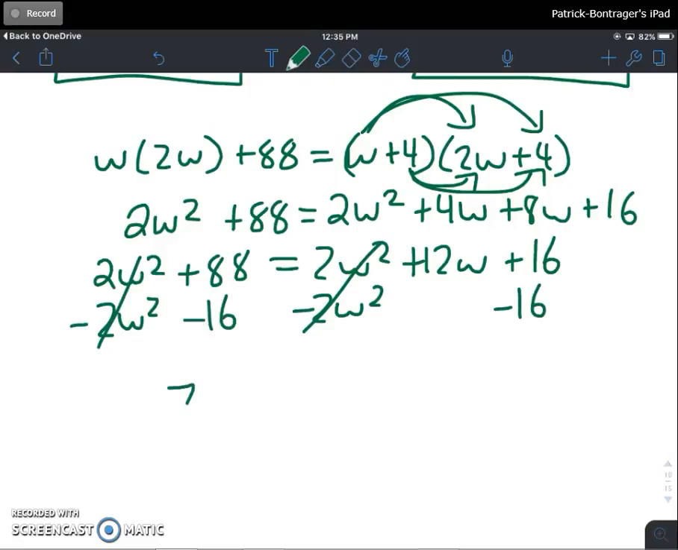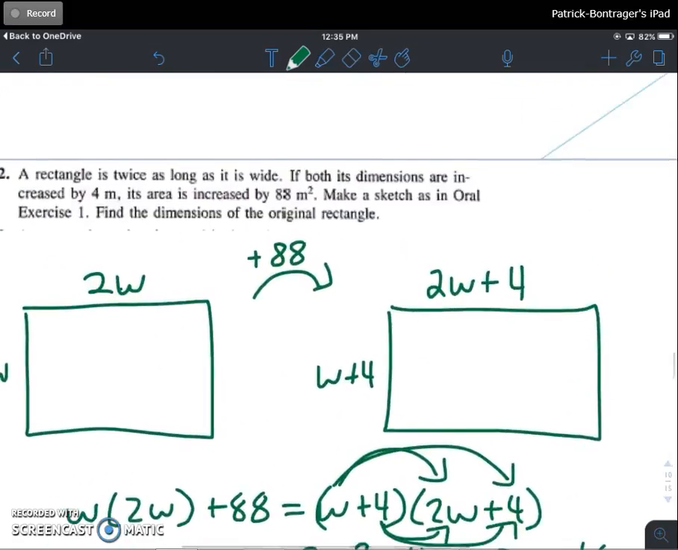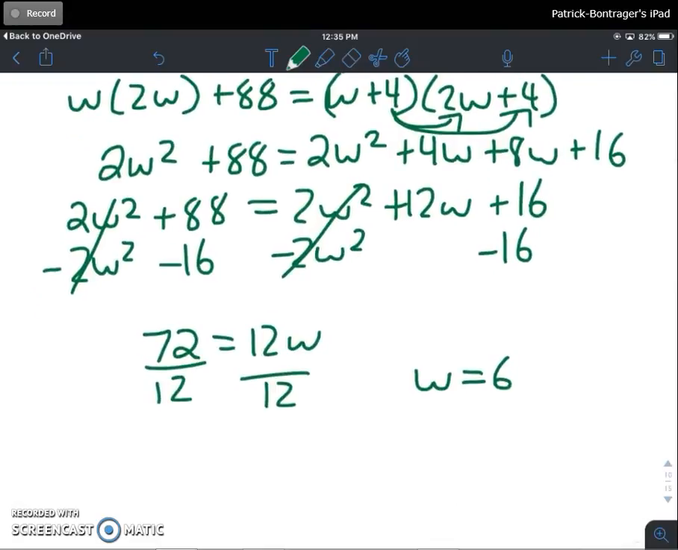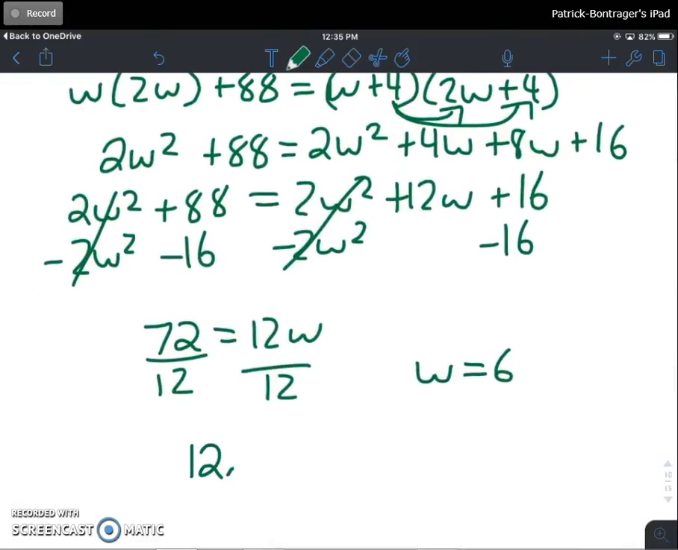I'm going to get 72 equals 12W. So divide by 12, divide by 12. So W equals 6. So I'm going to come back up here and fill it out. W equals 6 meters. 2W equals 12 meters. And if I wrote that out nicely, it'd be a 12 meter by 6 meter rectangle.